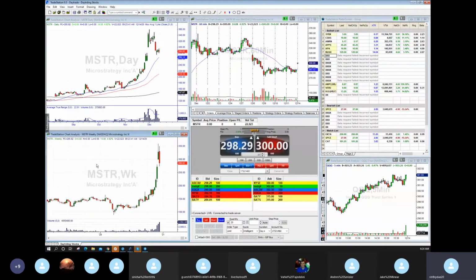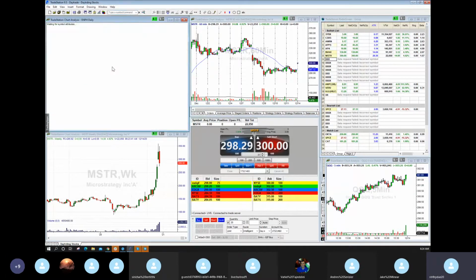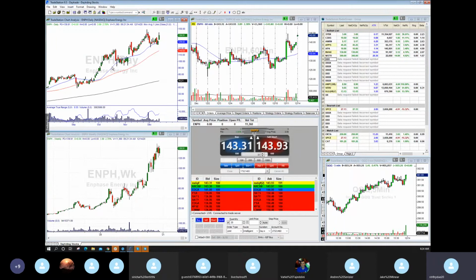MSTR. It's a little bit of a gap. It's 300, 22,000 shares traded. It's right into this bar, and may have room to go. So I can add MSTR to the list. Nothing that excites me yet. Really, quite frankly, nothing is exciting at the moment, which is good for trading. You don't want to get overexcited anyway.